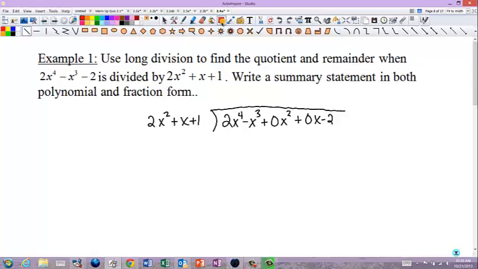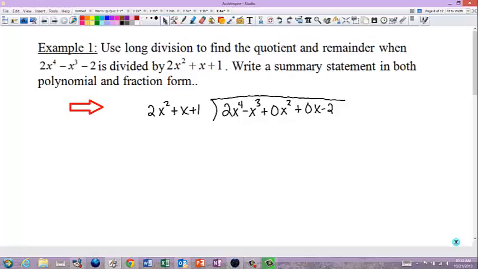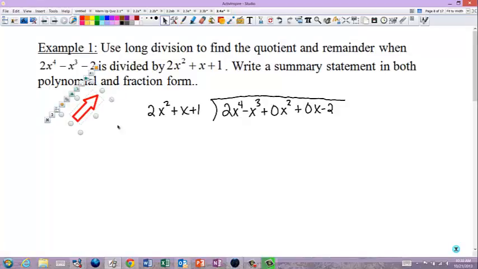I'm going to grab an arrow just to make sure that you can see where I'm pointing, because if you can't, this is going to be a little tricky. That way I can move it around. So I look at my first term: does 2x squared go into 2x to the fourth? In other words, what do I have to multiply by 2x squared to give me 2x to the fourth? And the answer is x squared.